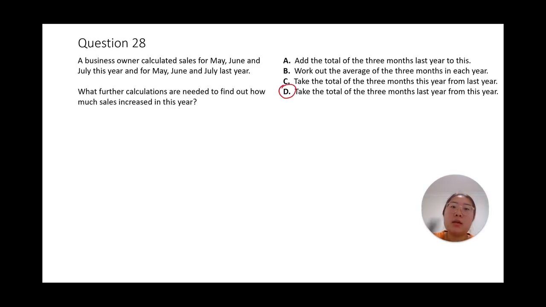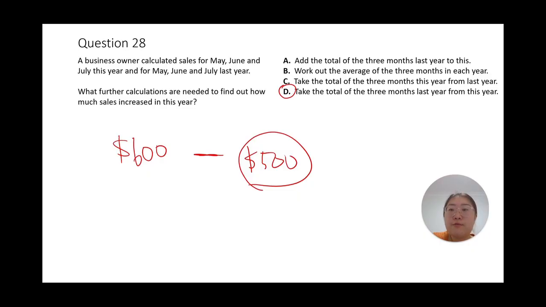We're going to take the total of the 3 months last year from this year. So if I made 600 this year and I made 500 last year, to figure out the increase, we're going to minus it, aren't we? We're going to take last year's one from this year's one. 2021, 2020. So that's why D is the answer here.